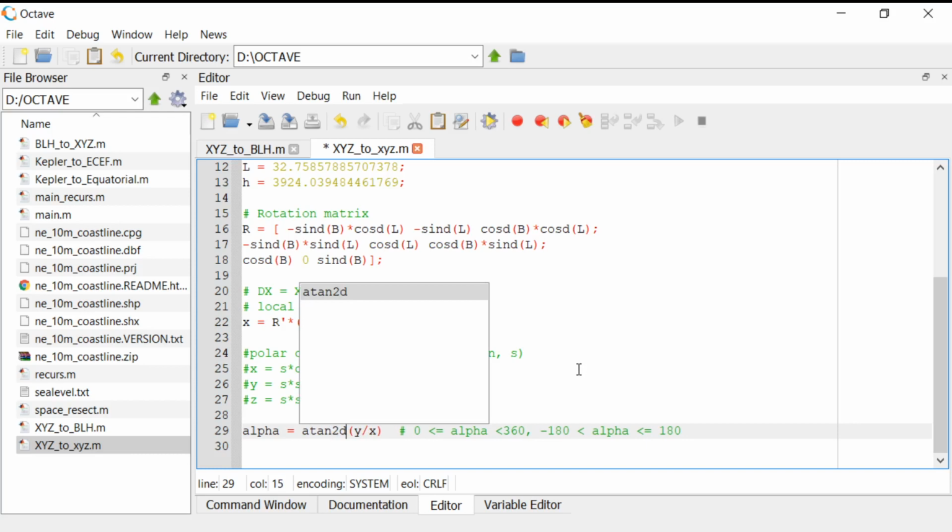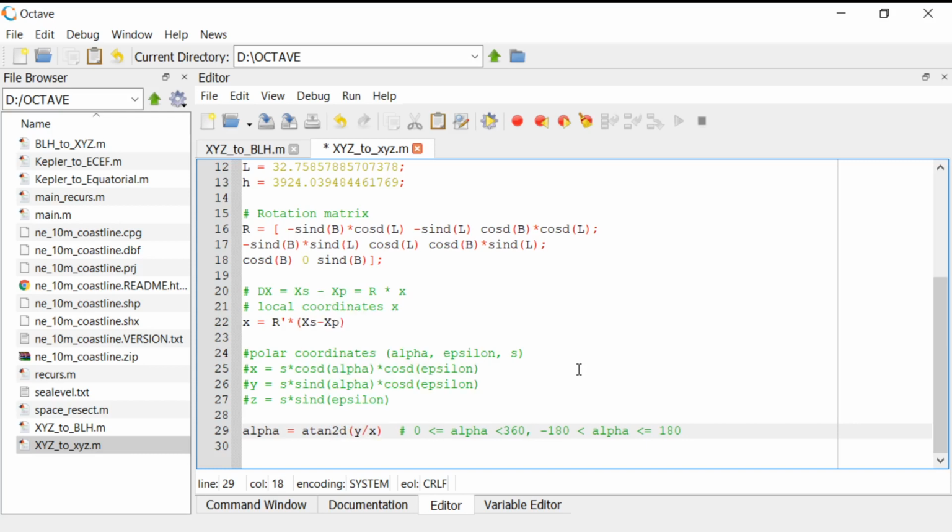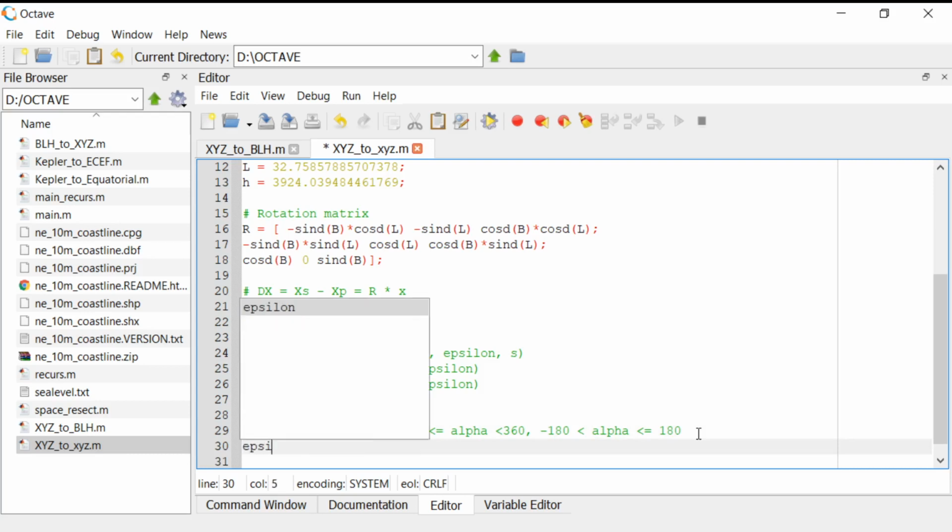That's why atan2d and the division sign will be cancelled and removed. Instead of that, I use a comma sign. So the alpha angle will thus be obtained in this way. Now, what about epsilon?